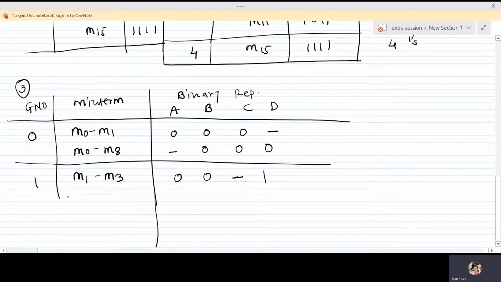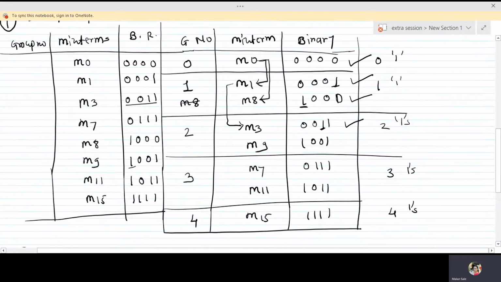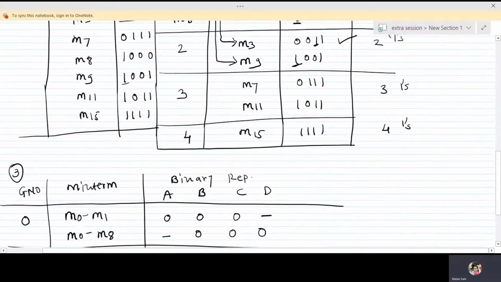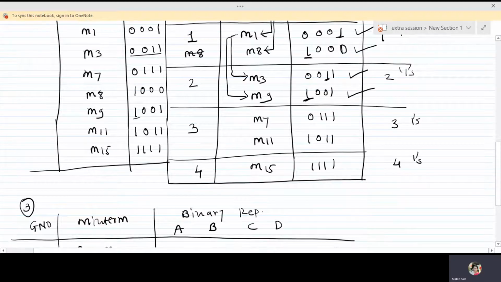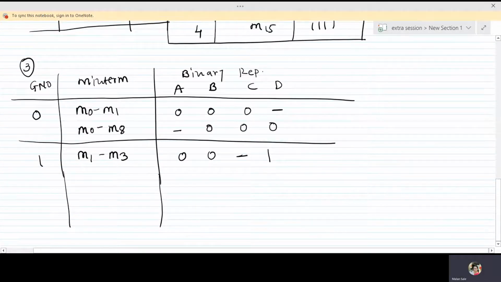Now the next pair: M1, check with M9. Can we make a pair? M1 is 0, 0, 0, 1 and M9 is 1, 0, 0, 1. There is one bit change between M9 and M1, so we can make a pair. As M9 is coming into the pair, put a tick mark in front of M9 and replace the bit with a dash. It will come as dash, 0, 0, 1, and my pair is M1, M9.